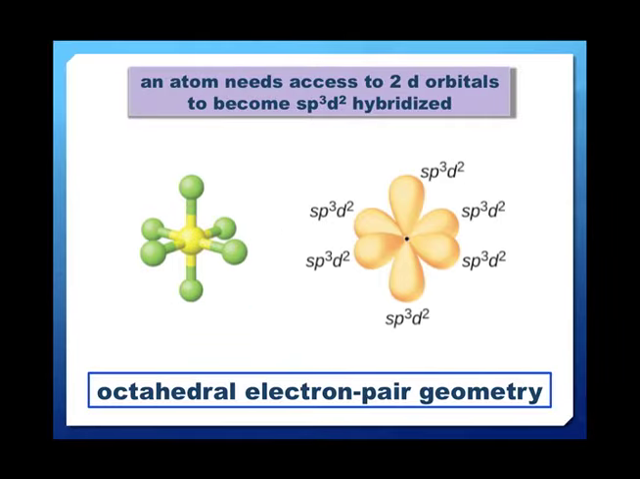An atom with 6 electron domains will combine 6 atomic orbitals, the s, 3 p's, and 2 d's, to become sp3d2 hybridized. That means that molecules like SF6 exhibit sp3d2 hybridization and therefore octahedral geometry, which is evident from the way these hybrid orbitals distribute themselves.